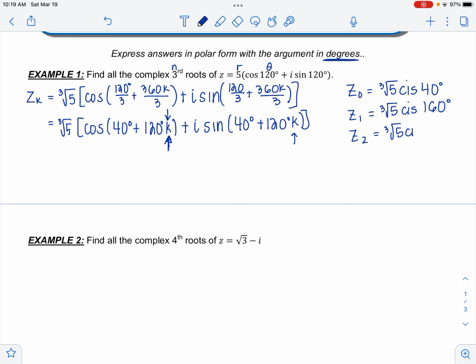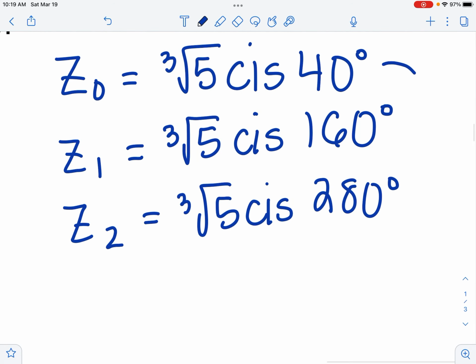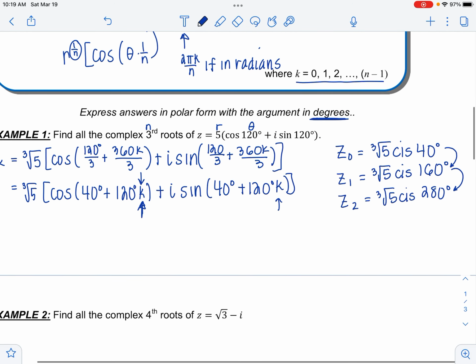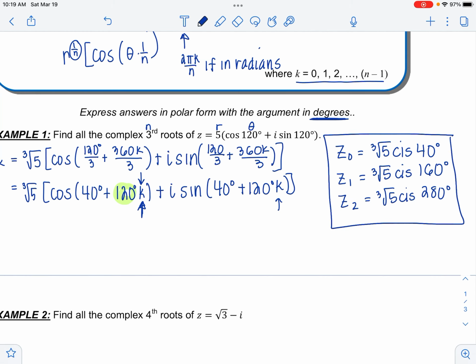And then cube root of 5 cis, and then plug in 2. 2 times 120 is 240, plus 40 is 280. So I showed you the longer way of getting the next 2 answers. If you notice, this goes up by 120, up by 120. So you can just get the next 2 angles just by adding this number to each of the additional ones. All right, so there's my 3 complex roots.